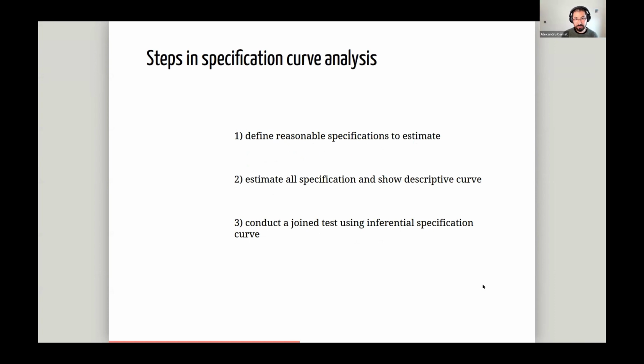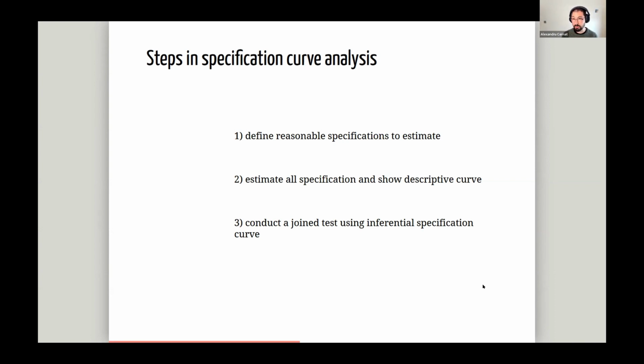So what are the steps to run a specification curve analysis? First, you need to define what are reasonable specifications. We make lots of decisions, and some of them are debatable, and some we think are more clear-cut. So we can think about what important decisions we have made, and what could be alternatives to those decisions. Once we have all the different specifications we want to run, we can estimate the model under different specifications, and then we can create a descriptive curve of the results. I'm going to show you an example of that in a second.